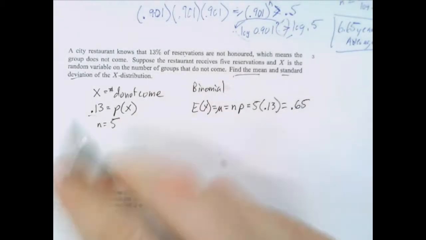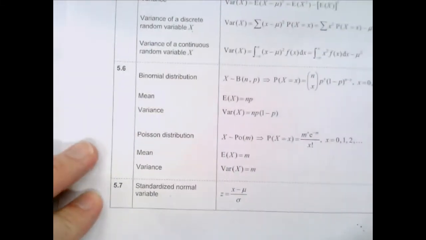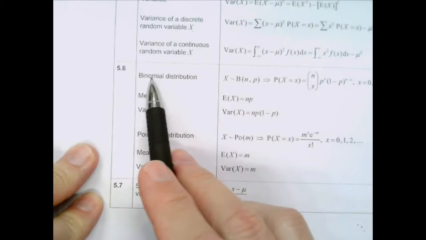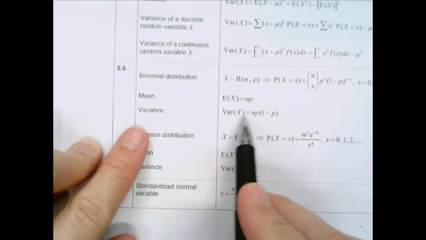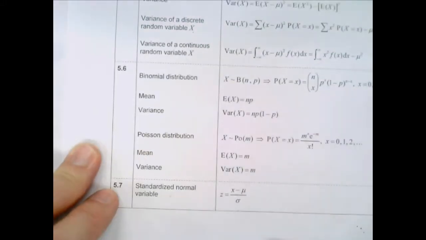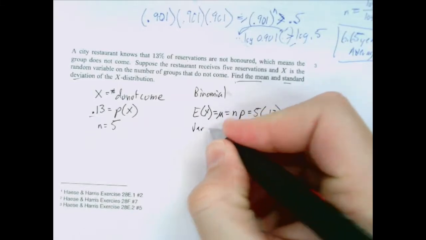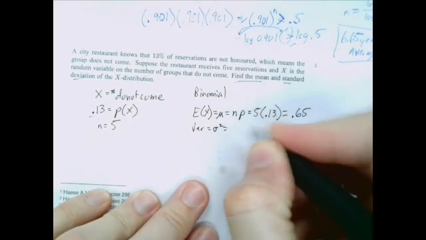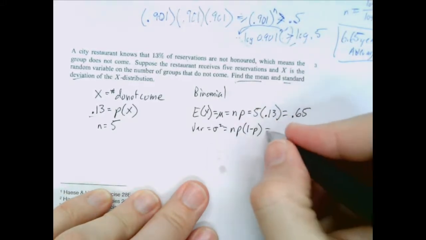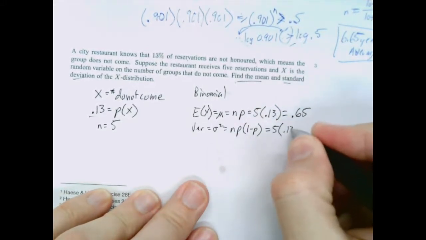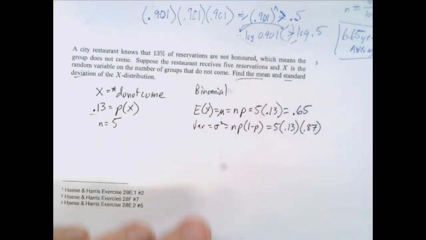Okay, the second question asks for standard deviation. Again, we go back to our formula packet. Remember, in our formula packet, we again have binomial distribution. It doesn't give us standard deviation, but it does give us variance. It says that the variance is equal to NP(1 minus P). So, therefore, variance, which is sigma squared, equals NP times (1 minus P). So that would be 5 times 0.13 times 0.87, 1 minus that probability.